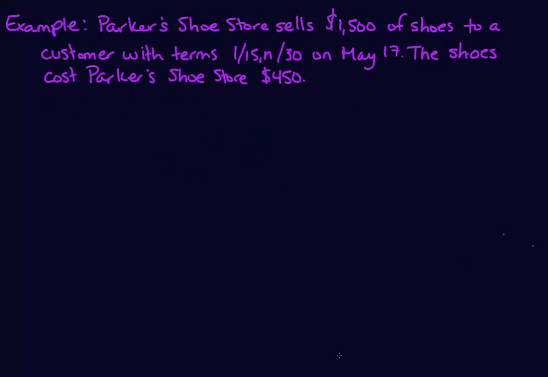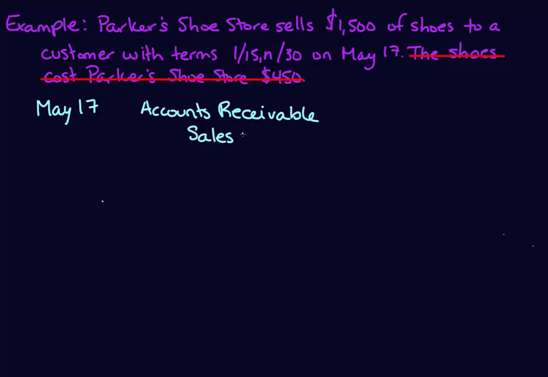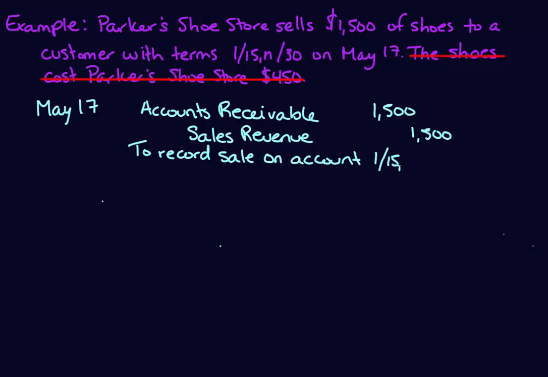Let's talk about when the customers pay on account, and we offer sales discounts for quick payment. So in this example, Parker's Shoe Store sells $1,500 worth of shoes to a customer with terms 1/15, n/30 on May 17th. The shoes cost Parker's Shoe Store $450. Under the periodic method, we're not concerned with keeping our inventory up to date, so the cost of the shoes at this point does not affect our transaction in our accounting records. So our journal entry is going to look like this. Debit to accounts receivable and credit to sales revenue for $1,500. In our description, I'm entering in the terms just to reference back to when the customer actually pays us.